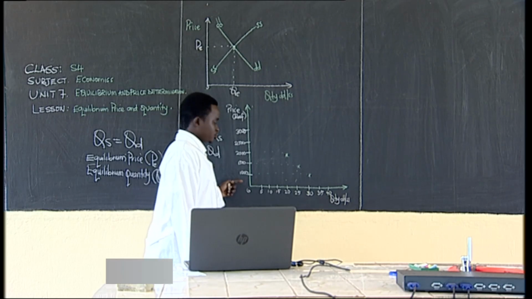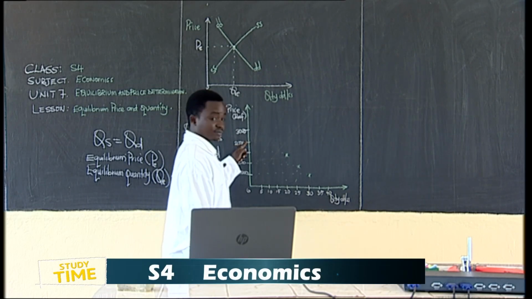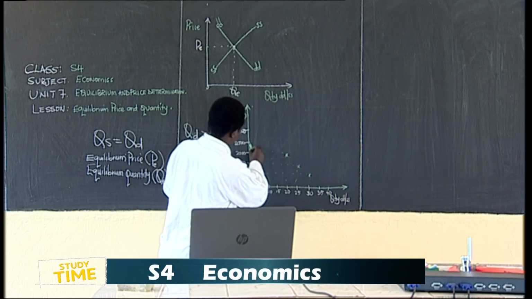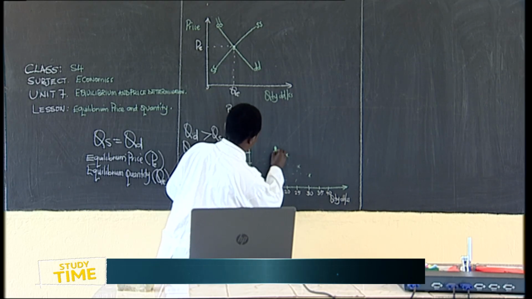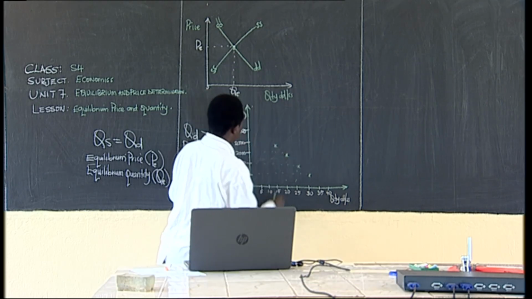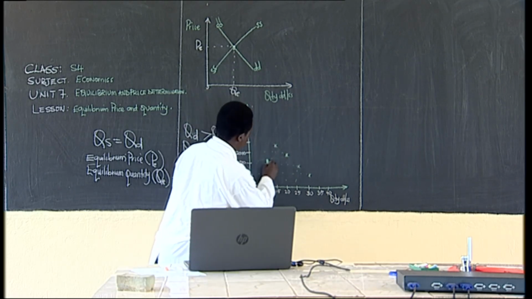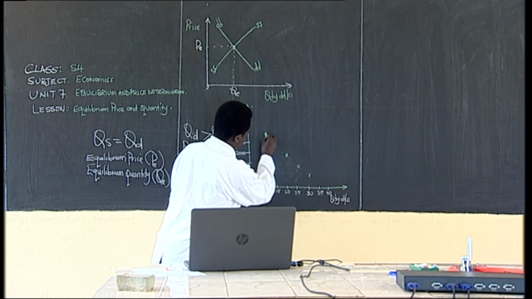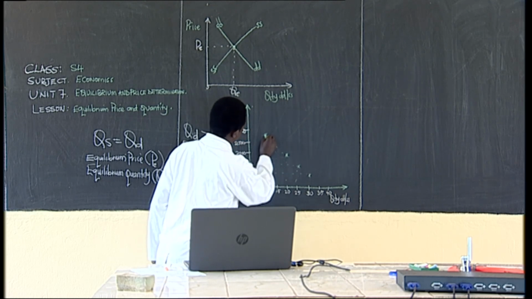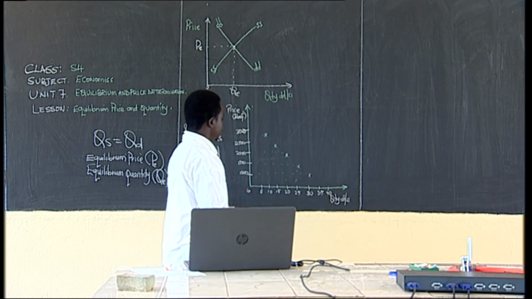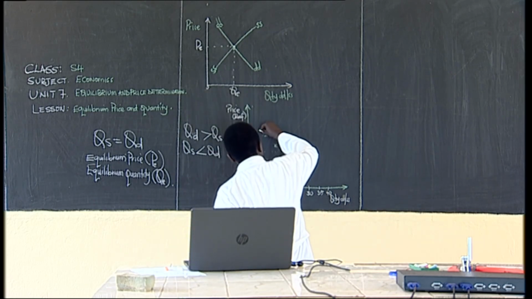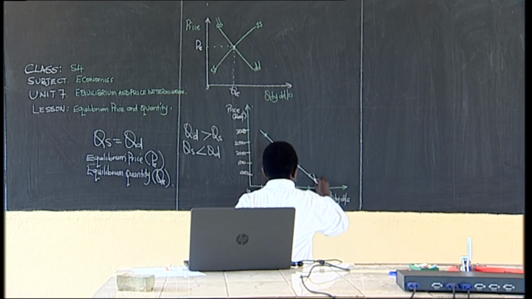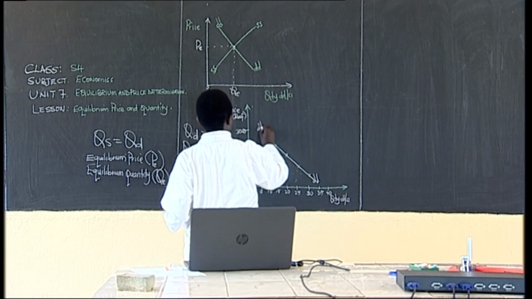Then at 2,500, we have 15 kilograms that are demanded. At 3,000, we have 10. You can try to check. So here, you can try to draw your demand curve.